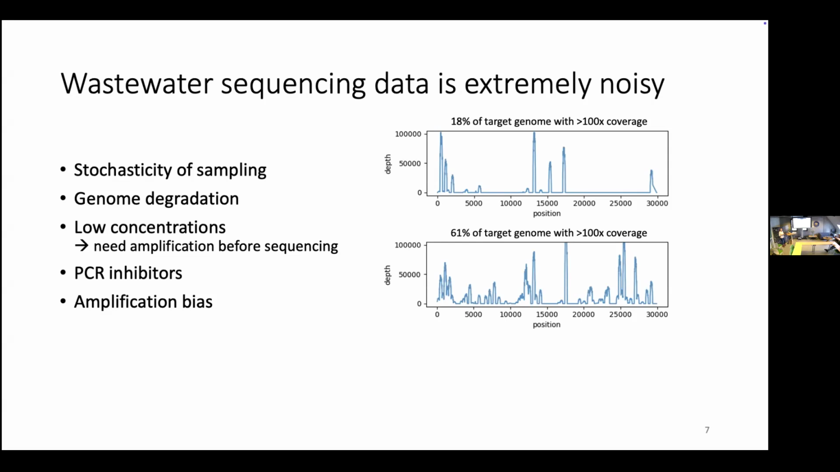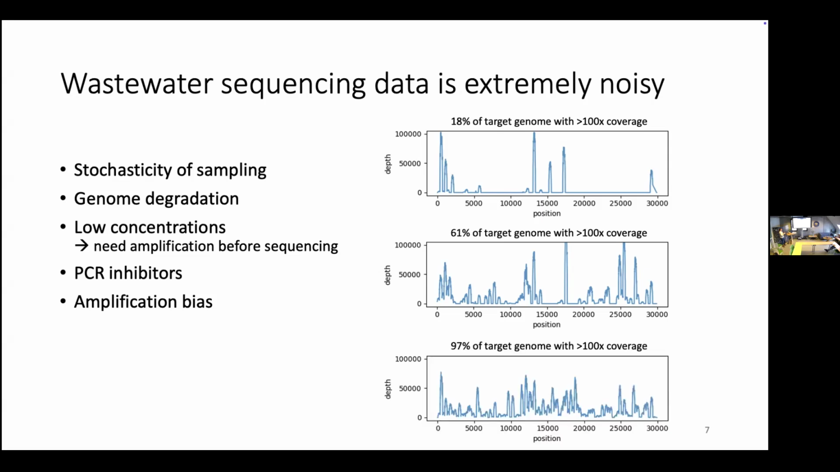Is the ideal situation just uniform? That would be perfect, yes. That's what you're sort of expecting theoretically, right? Yes, but because of all these issues and all these biases, that's never what we see. So even for one of our best samples, where we have 97% of the genome covered, you still see it's very spiky and not uniform at all.